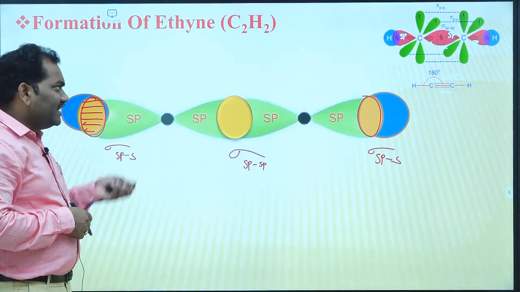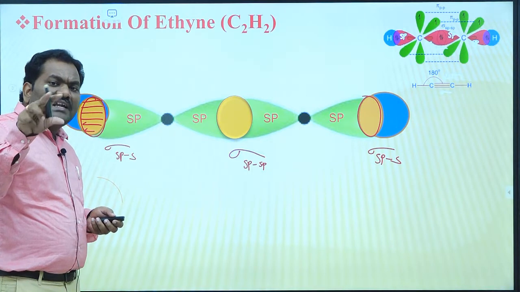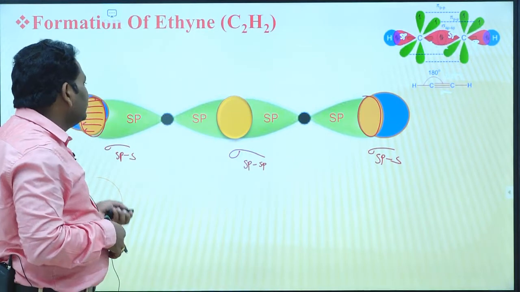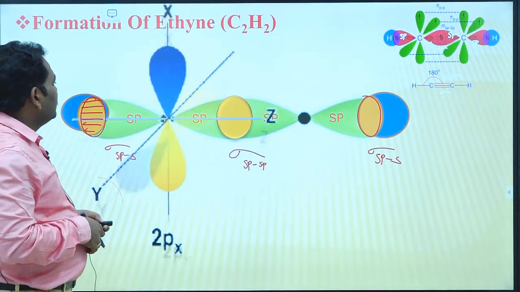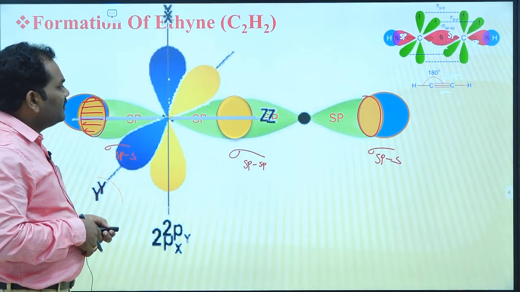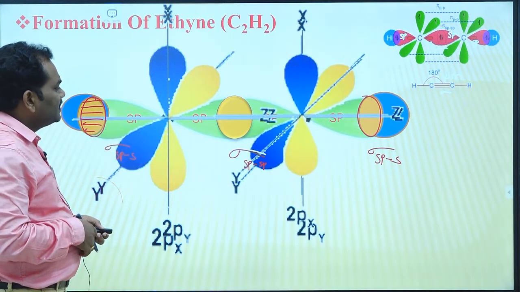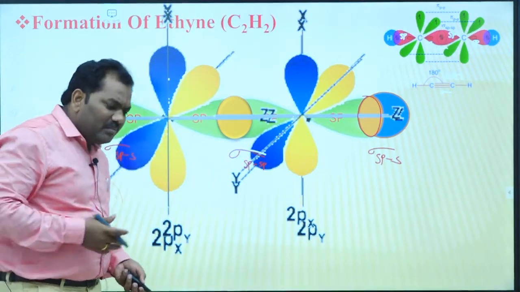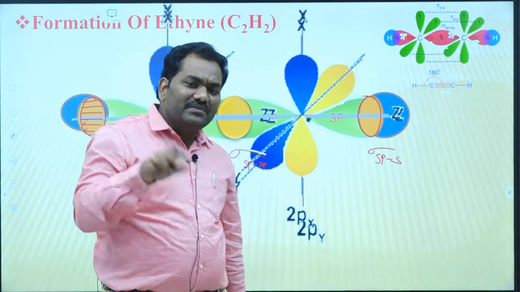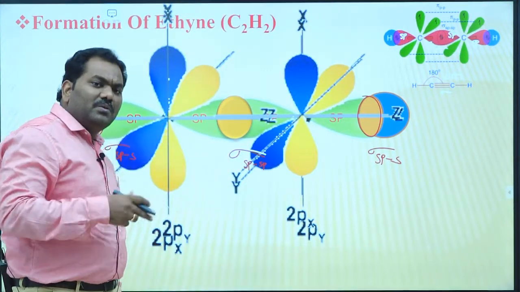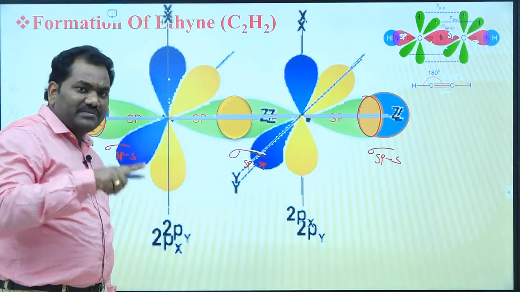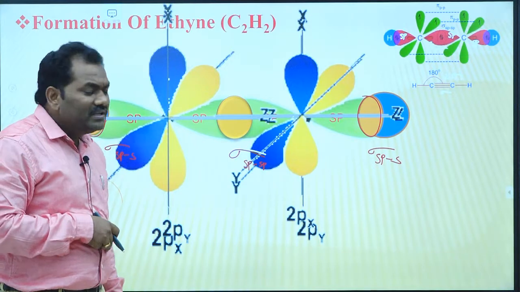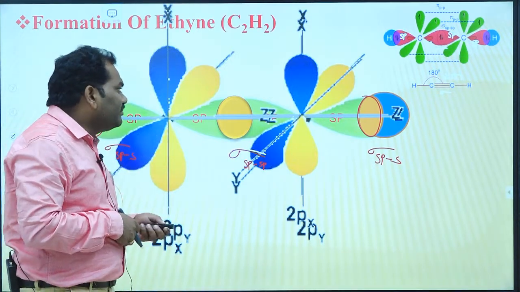Even though it contains two more unhybridized orbitals, that orbitals are nothing but like this. These two orbitals, and here also another two orbitals are present like that. One is 2px and another one is 2py. Generally, in the case of sigma bonds, 2pz orbitals are involved in the formation of sigma bond, and 2px, 2py orbitals are involved in the formation of pi bond. That's why here the other unhybridized orbitals are present.